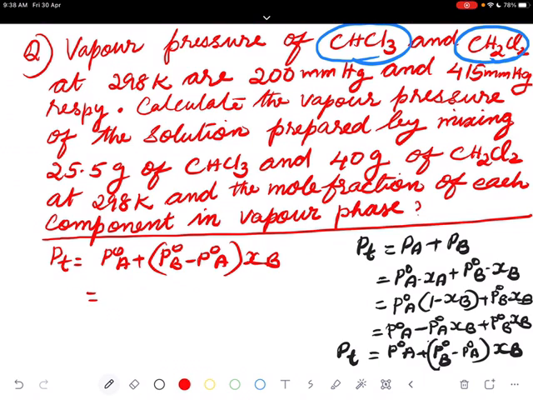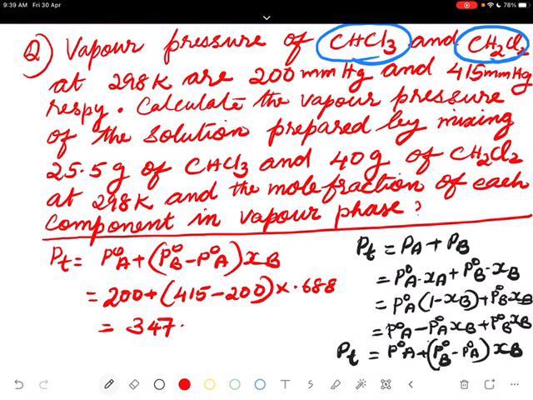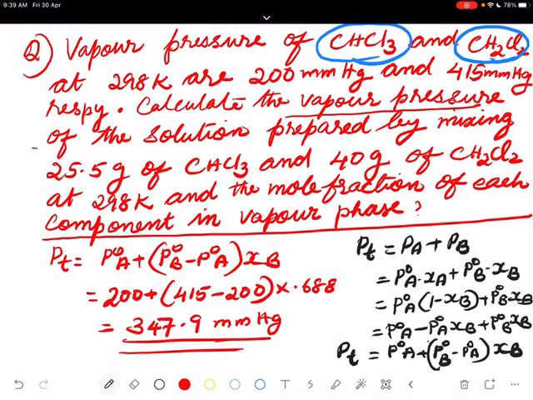P naught A, what is P naught A? 200, plus, what is P naught B? 415, then minus 200, into 0.688. You are getting it as 347.9 mmHg. So P total, the first portion is over. What is the first portion? Calculate the vapor pressure of the solution. That is over.